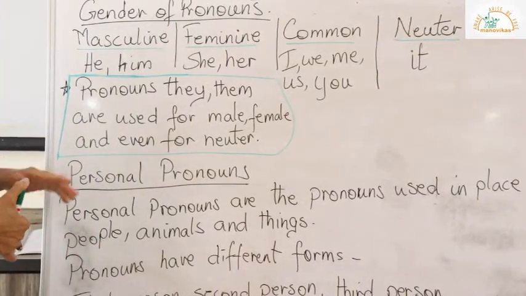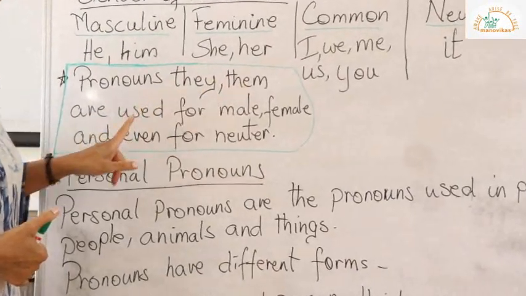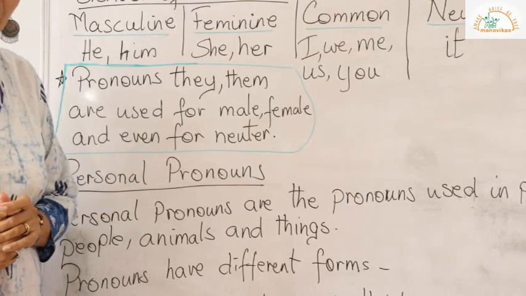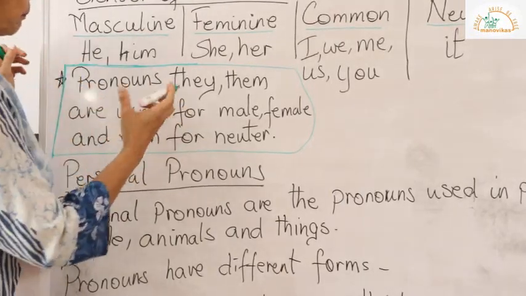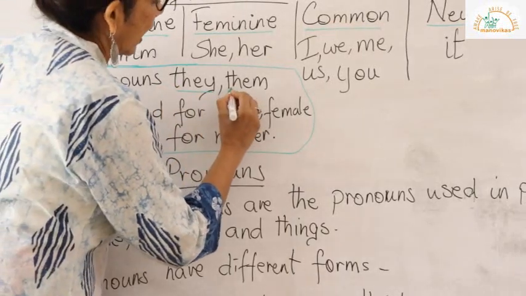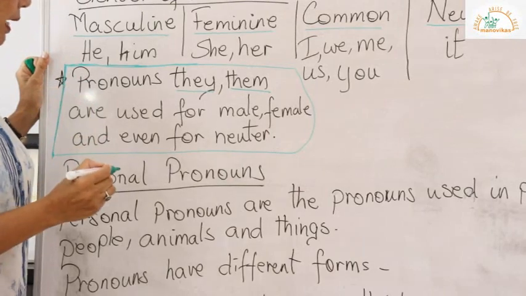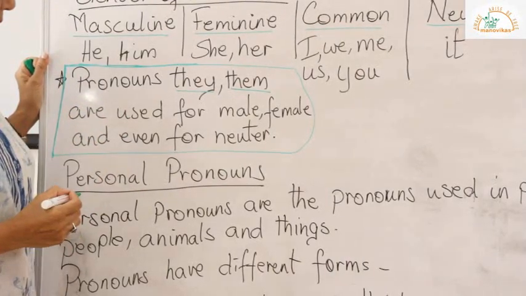Now pronouns, here have a look at this. Pronouns they, them are used for male, female and even for neuter. So keep that in mind. The pronouns they and them are used for male, female and even for neuter gender.